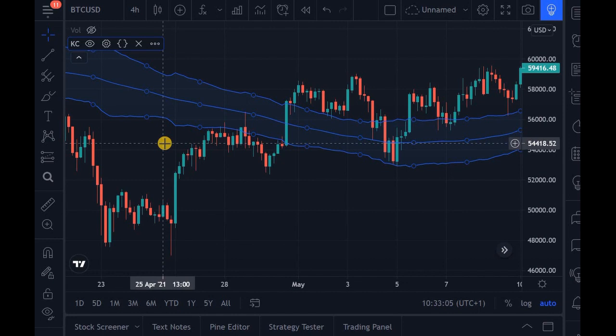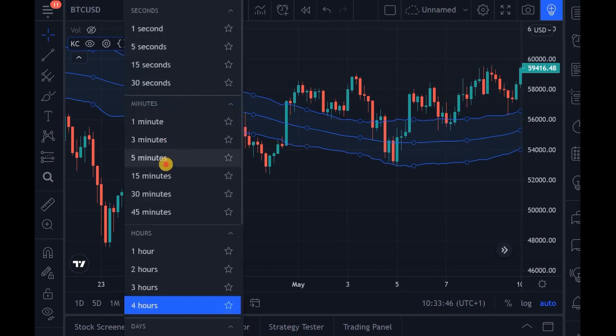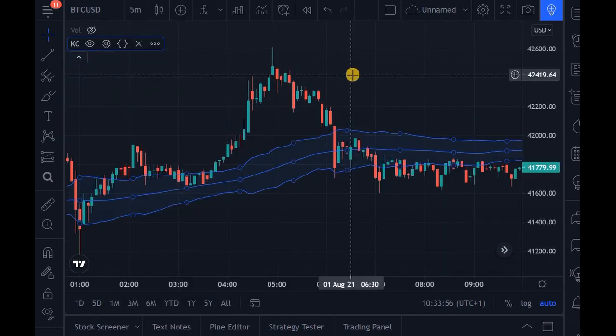Before we start trading, you know that scalping is trading in the shorter time frames, that is, making money from little price movements. What we are going to do now is change this time frame from a 4-hour time frame to a 5-minute time frame, as that is what I use when scalping. This is the 5-minute time frame I am going to be using for scalping.